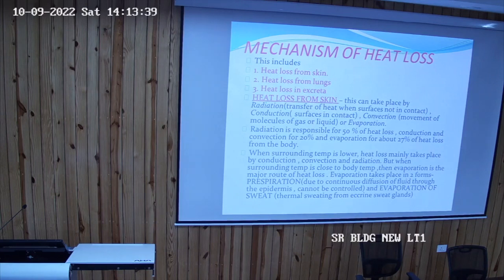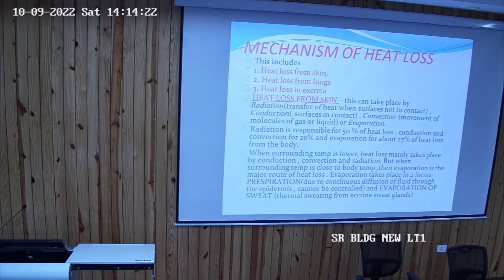For convection to take place, the air movement has to be there. For conduction, the surface contact has to be there. So the major heat loss mechanisms are radiation and evaporation. Depending on the environmental condition, as I told you in the previous class, if a person is residing in a coastal area, the humidity of the environment will resist the evaporation mechanism. That will be a big problem for heat loss.